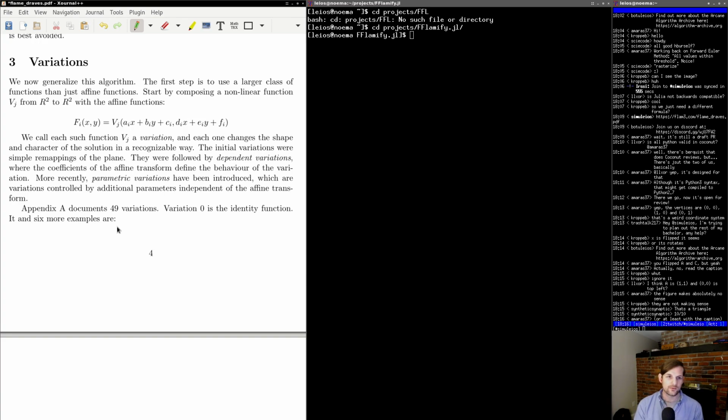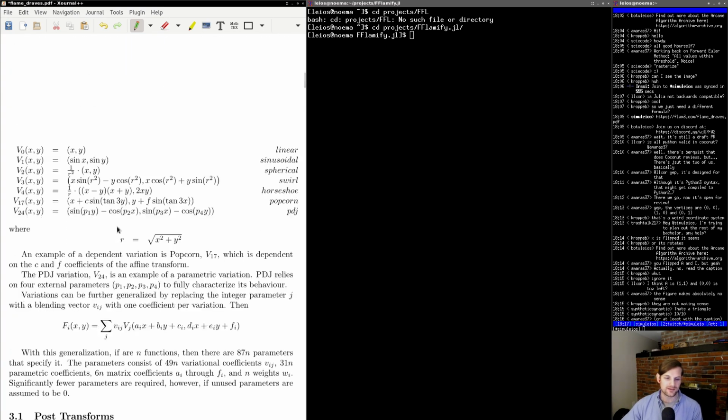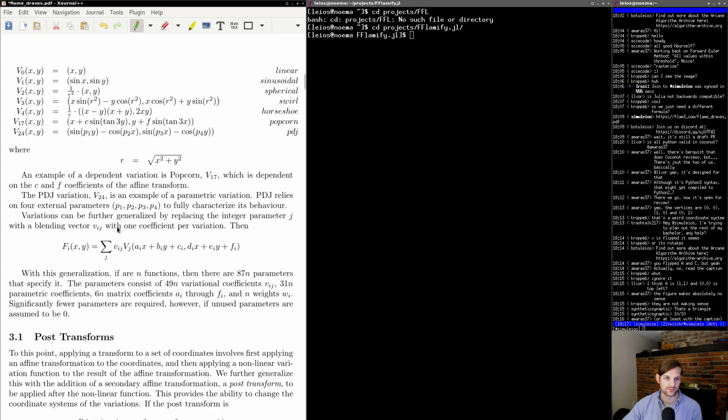Okay, so then they say now we generalize this algorithm. The first step is to use a larger class of functions than just affine transformations or affine functions. Start by composing a nonlinear function vj from R squared to R squared with the affine functions. Okay. So essentially, we can do any variation, right? Appendix A gives you 49 different variations. Here's a couple sets of them.